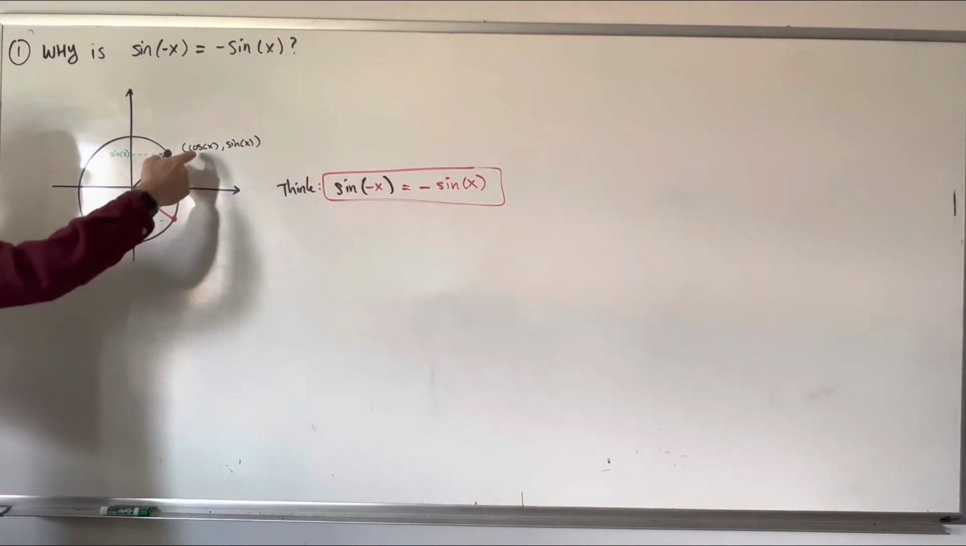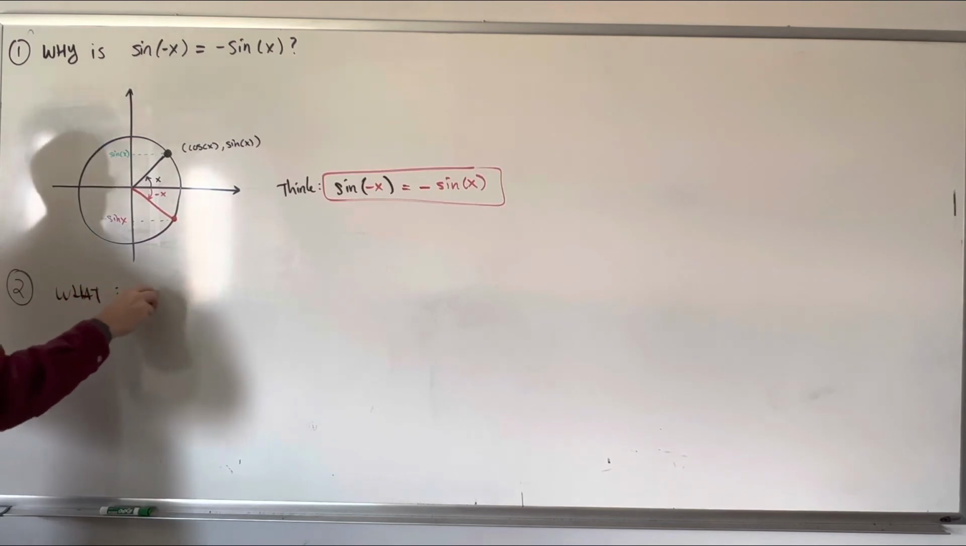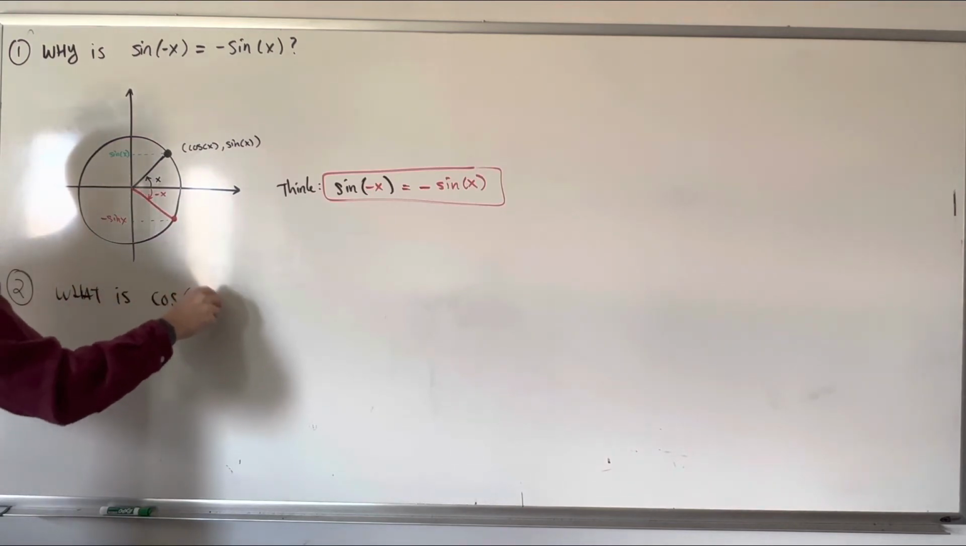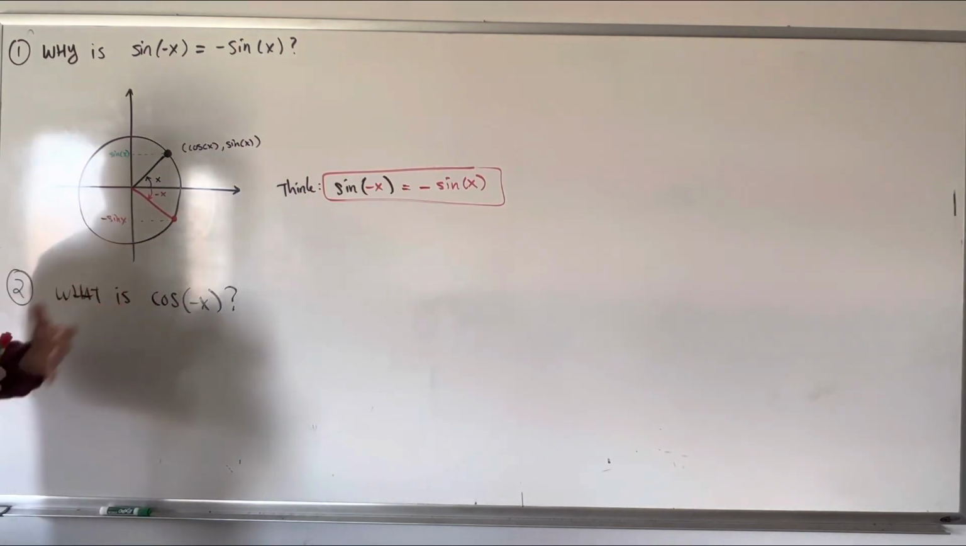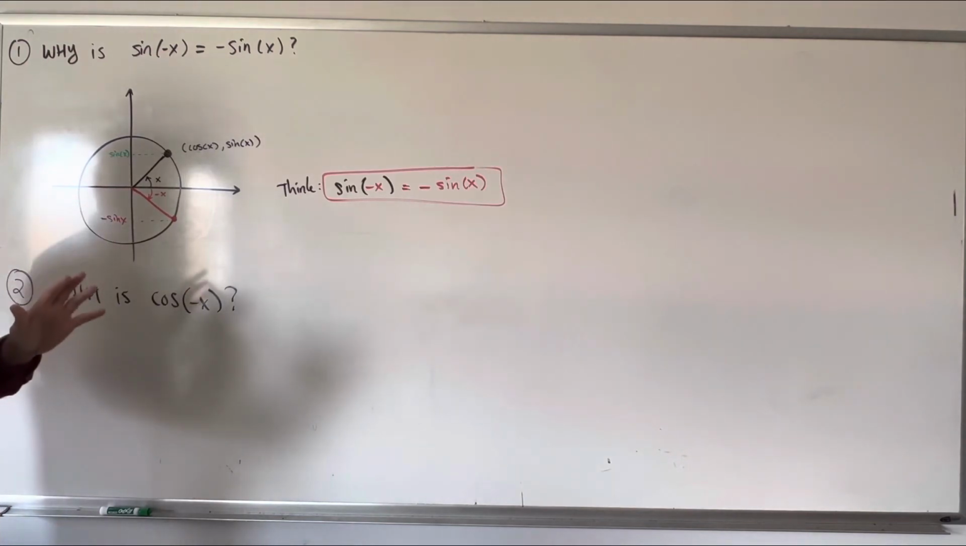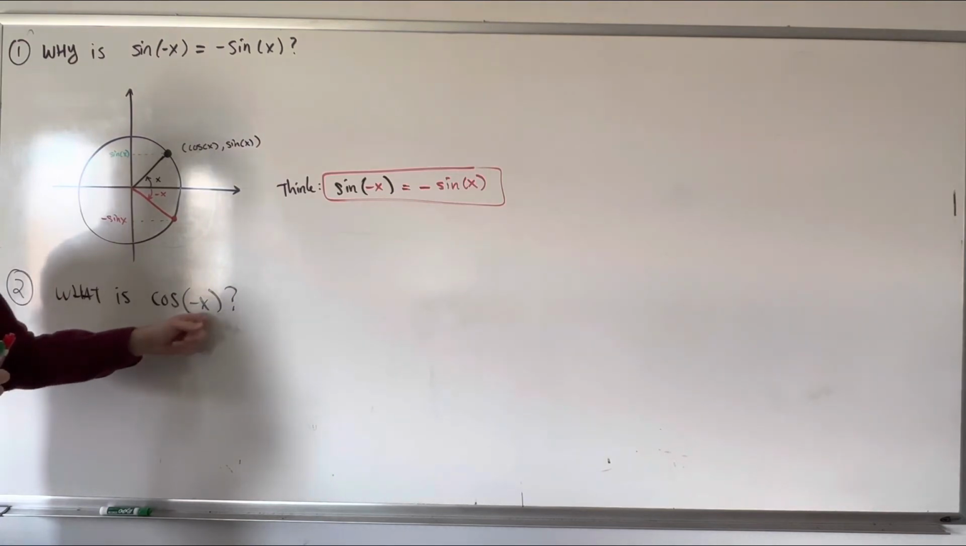Now, I want you to pause the video and think about this question. If I take cosine and I negate it, so it means I negate the direction that I rotate, what happens? So hit pause and think about it. What's going to happen when I negate the input here?